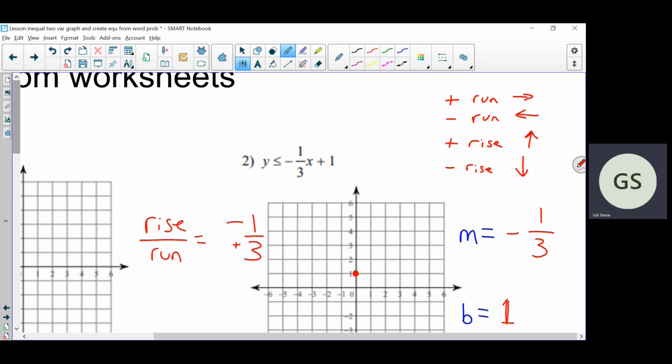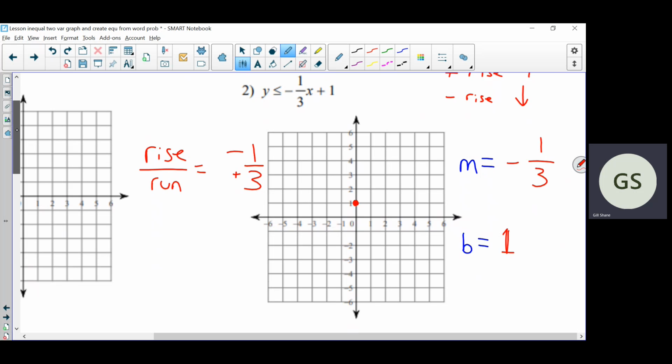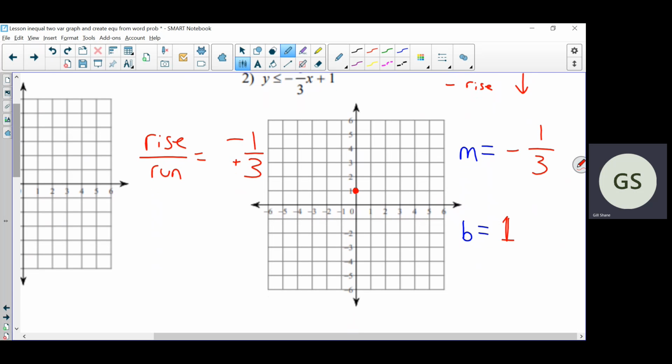If you have this stuff, this replaces step 4. Step 4 is just all about which direction to go for the run. Step 5 is all about which direction to go for the rise. You can just use that instead of step 4 and 5. Or if you like reading step 4 and 5, you can use that. So now I just need to say, okay, if I have a positive run, I count 3 to the right. I'm not done yet, though. I don't put a point there. I have a negative rise. Well, that tells me negative rise, count down. So there's my second point.